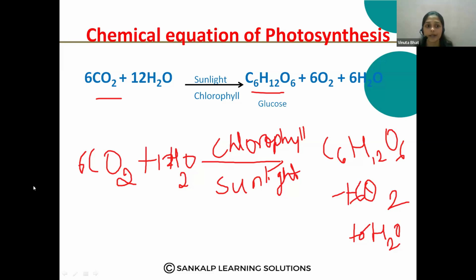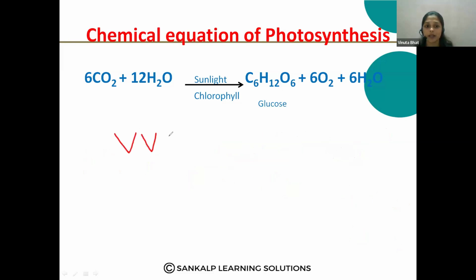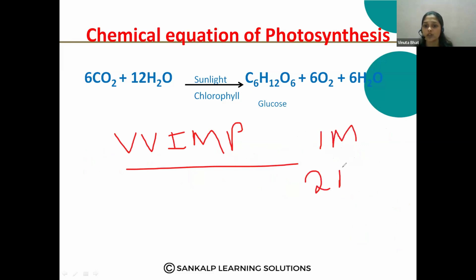So this is a very important equation. Please practice this equation. It may be asked as a 1 mark question or 2 mark question: write the balanced chemical equation of photosynthesis.